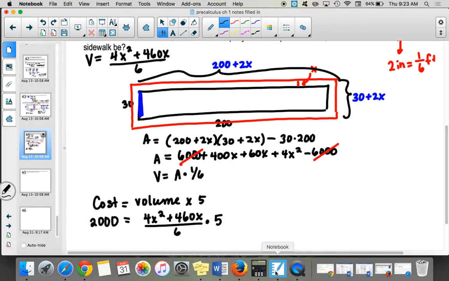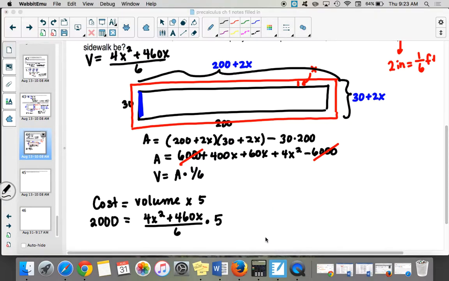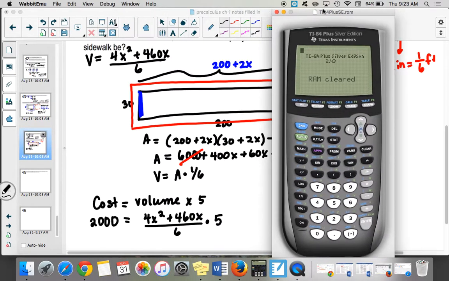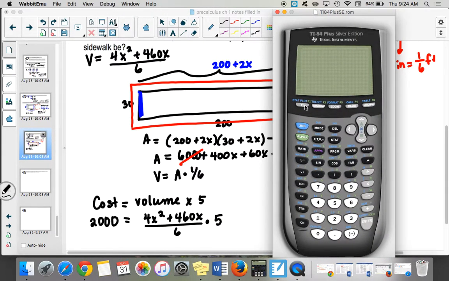All right, so let's go to our graphing calculator. And we can do this two different ways. Remember, we talked about this last time. You can set one of them in for y1, like 2,000 in for y1. And then for y2, you can put this 4x squared plus 460x times 5 over 6. You can put that in for the y2, and you can find their intersection point. Okay, what's the second way that we did it?